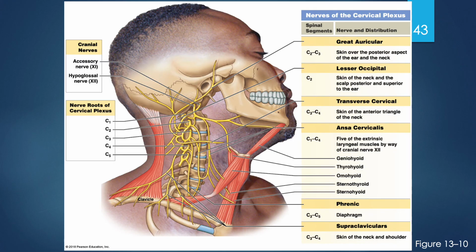Figure 13-10 from your text shows you some cranial nerves. So there's the accessory nerve, the hypoglossal nerve, and then we have nerve roots of the cervical plexus. So you can see that that's C1 through C5, they're on the left. And then on the right, we have a list of the nerves of the cervical plexus, and look how many there are. There's the great auricular nerve, the lesser occipital, the transverse cervical, the ansa cervicalis, the phrenic, and the supraclaviculars.